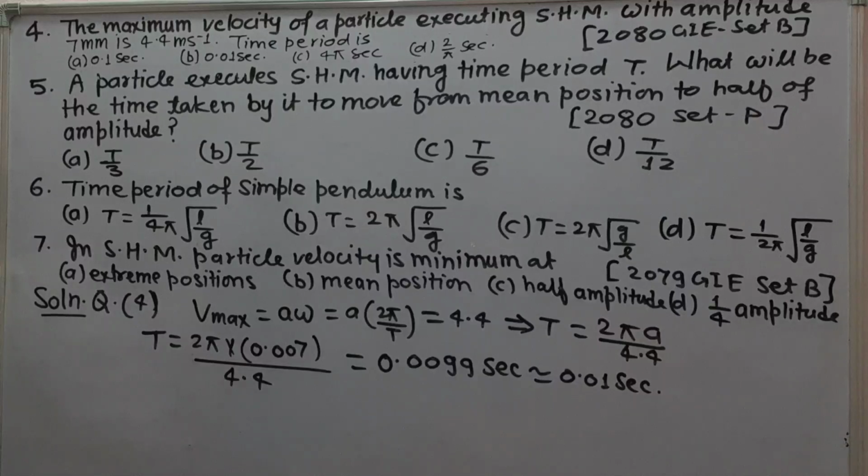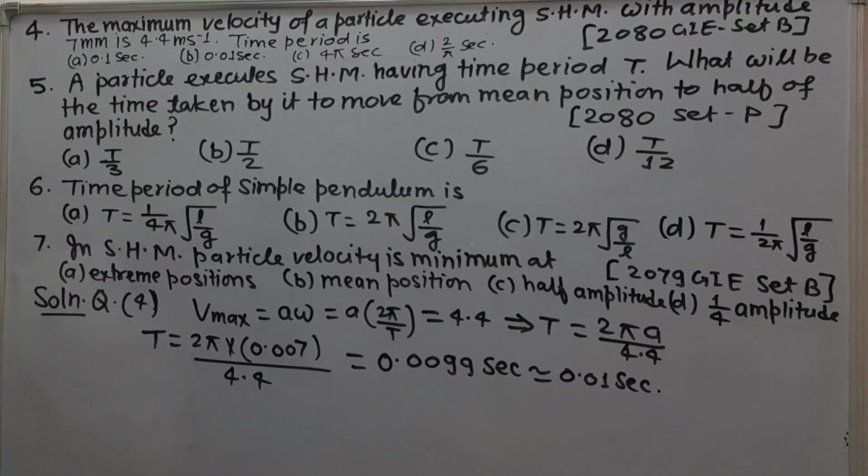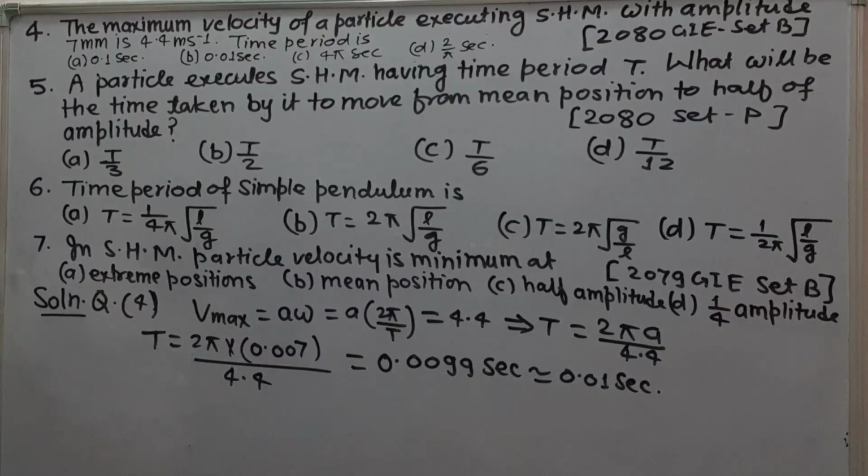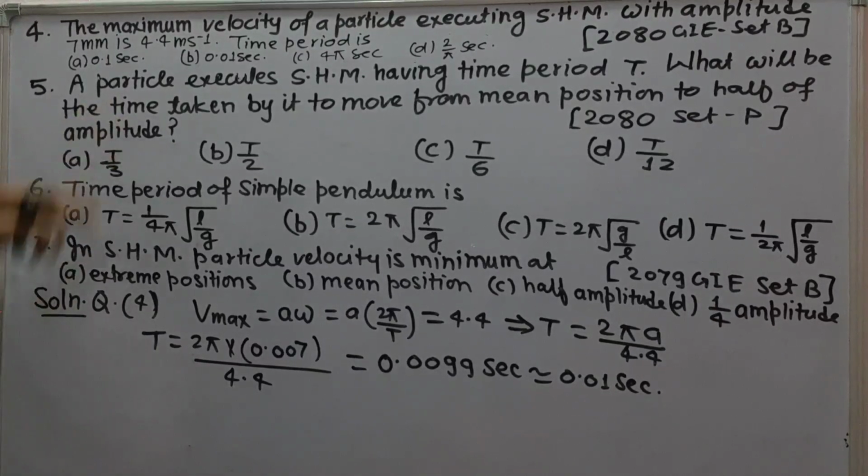Next, question number 4. The question is, the maximum velocity of a particle executing simple harmonic motion with amplitude 7 millimeter is 4.4 meter per second. Time period will be. These are the options.